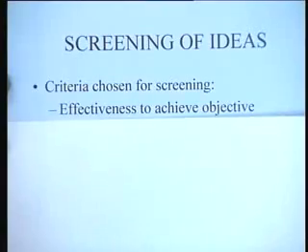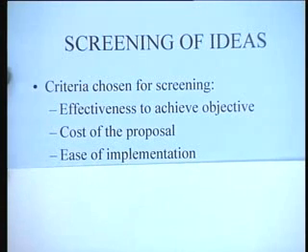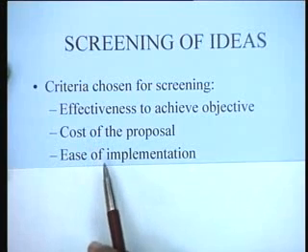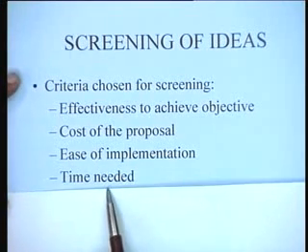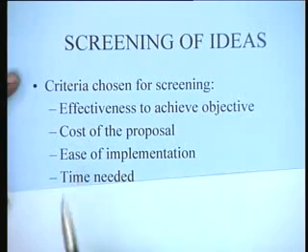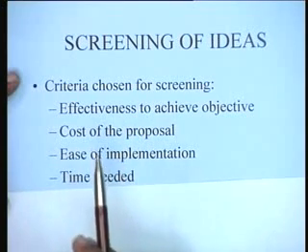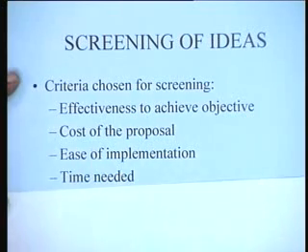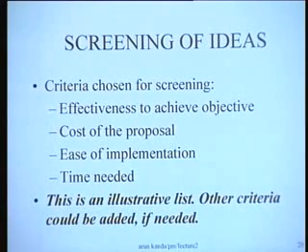So effectiveness, cost of the proposal, ease of implementation. In these costs and ease of implementation, we can take not only monetary costs but social costs also, generally. And then what is the time needed for implementing this solution? So we will work on these 4 criteria: effectiveness, cost, ease of implementation and time. And this is an illustrative list. Of course, other criteria could be added if needed.